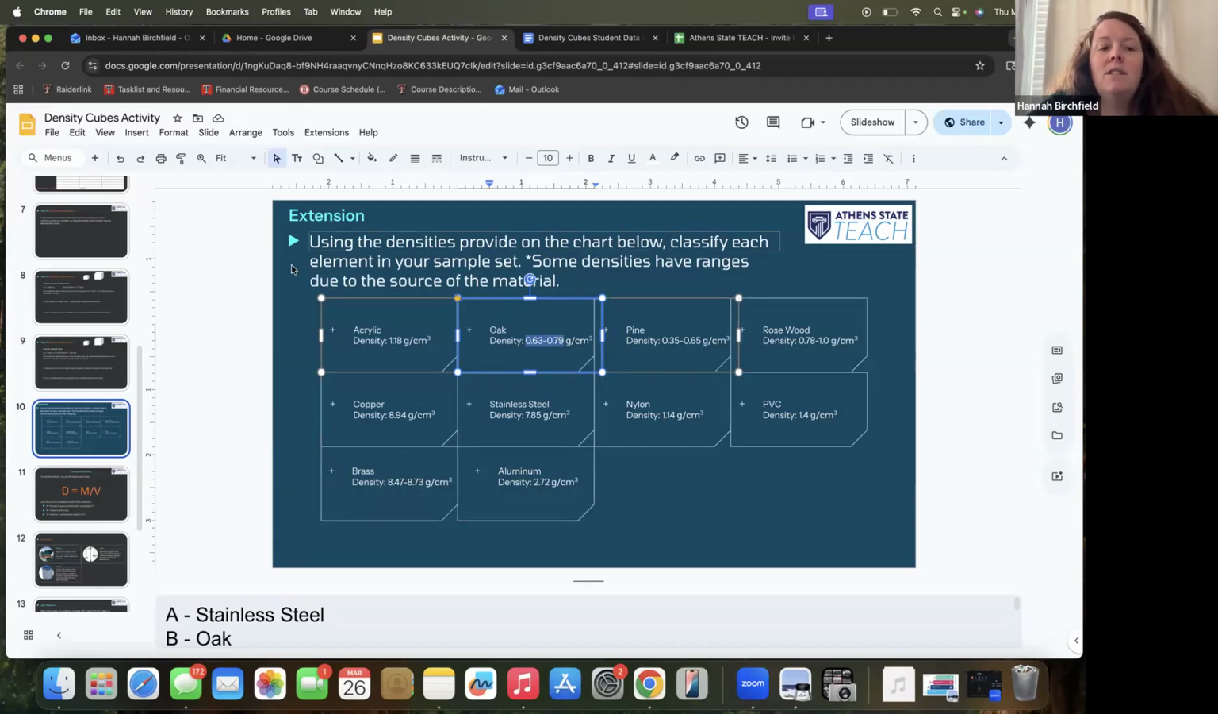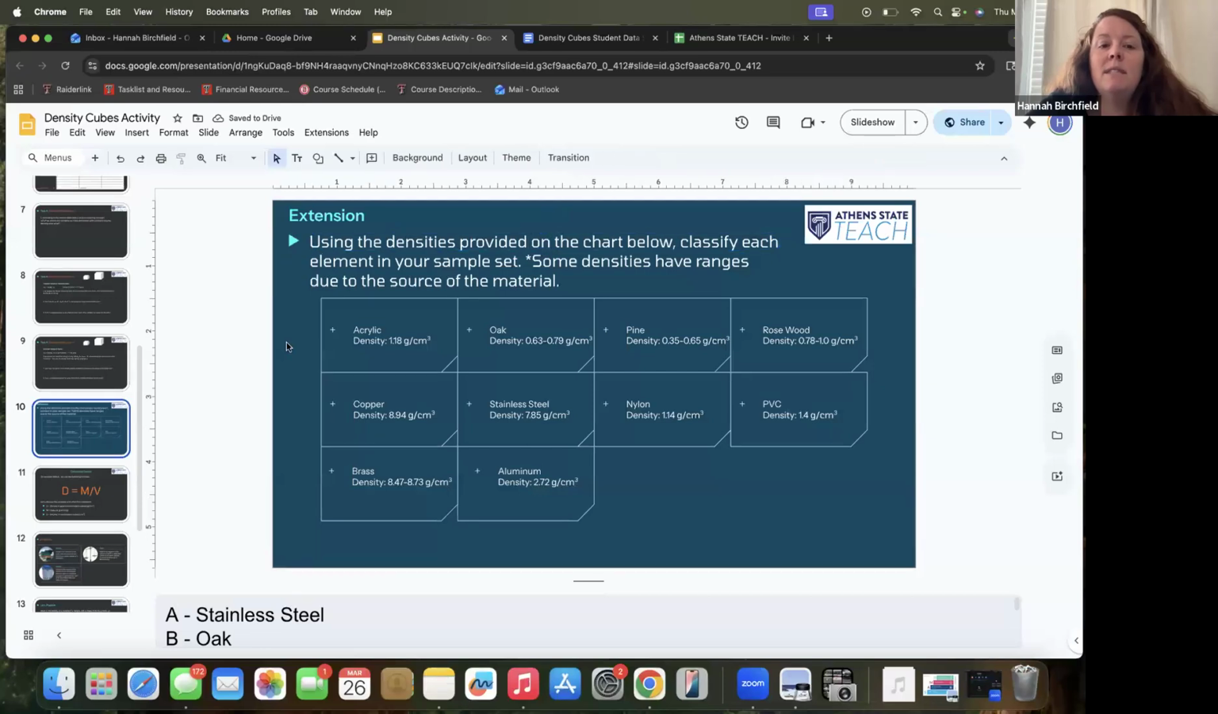All right. And so it says, using the densities provided on the chart below, classify each element in your sample set. Some densities have ranges due to the source of the material, and that's what I just explained. There's nowhere on their paper to actually write this, but if you want to, you can have it out to the side. So this is task 3, data table 2.